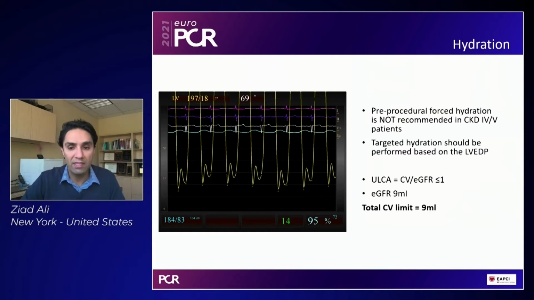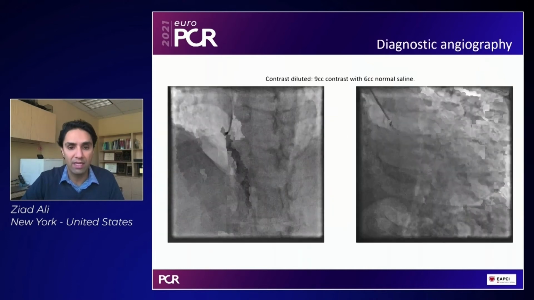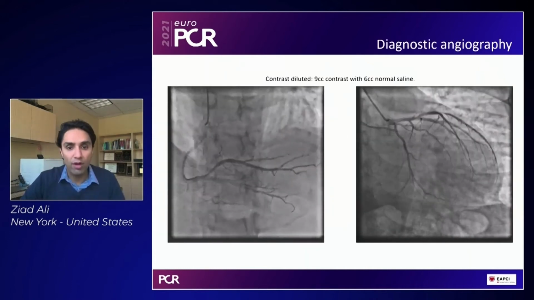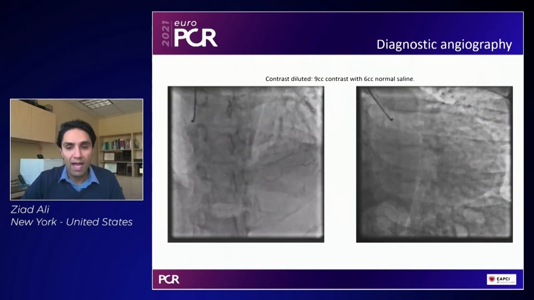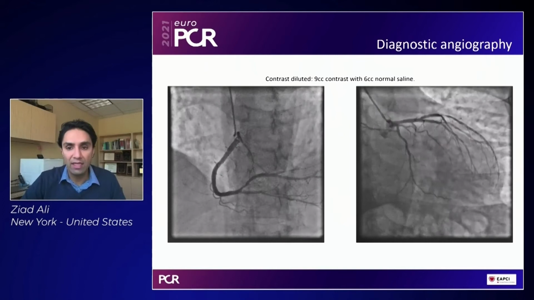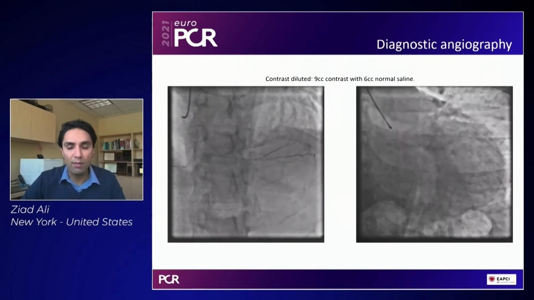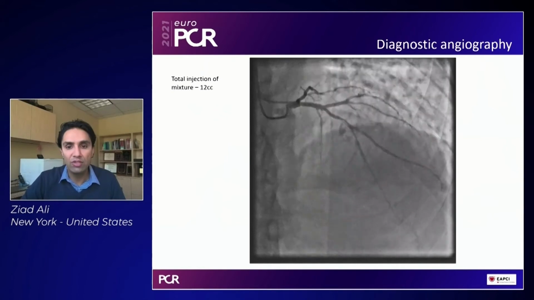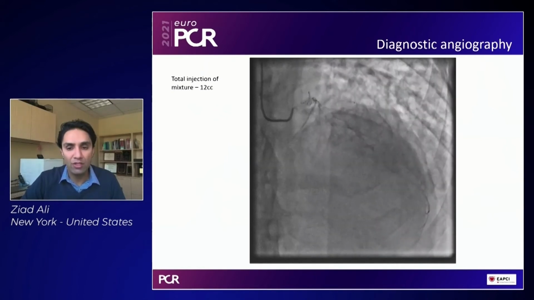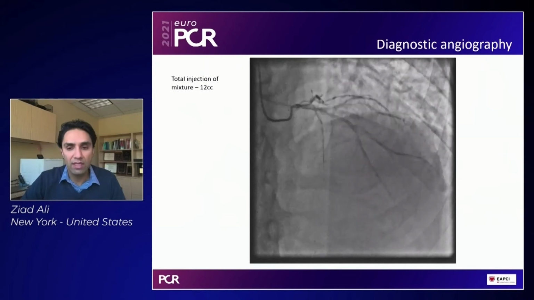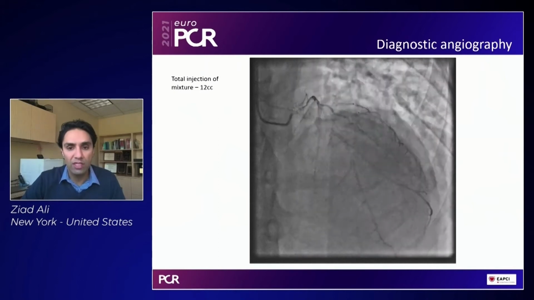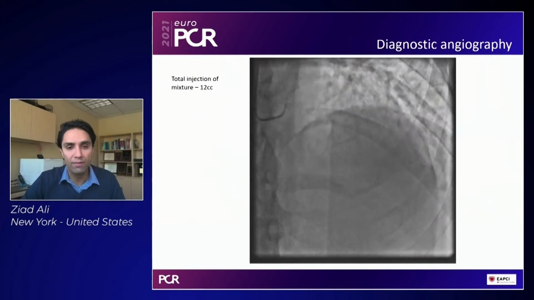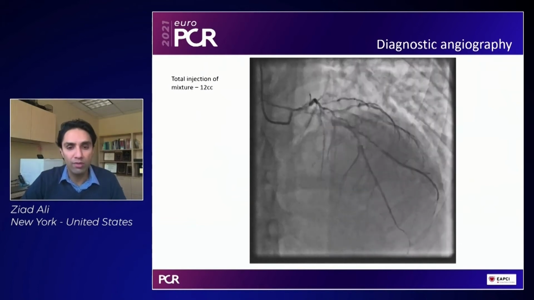In this case, the patient's ultra-low contrast angiography is based on a contrast volume to eGFR ratio of less than or equal to 1. So we have only 9 milliliters to perform our diagnostic catheterization. And this is the angiogram. The right coronary artery is normal. The 9 cc's of contrast is diluted with 6 cc's of saline. The circumflex is a relatively non-dominant and small vessel, but the LAD shows significant disease at the bifurcation with a proximal osteostenosis in the diag and a distal stenosis just past the bifurcation in the left anterior descending. The total injection of mixture was only 12 cc's.